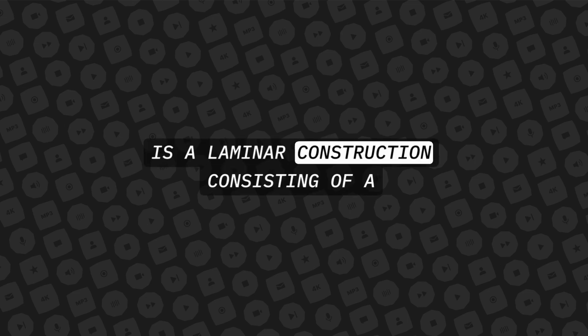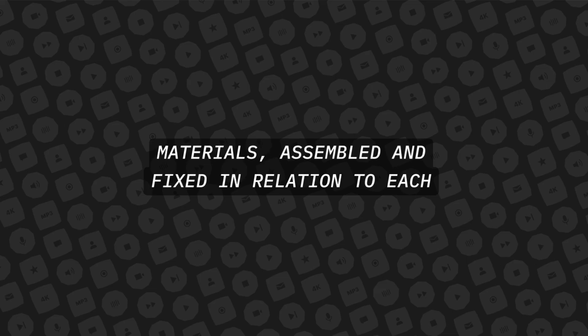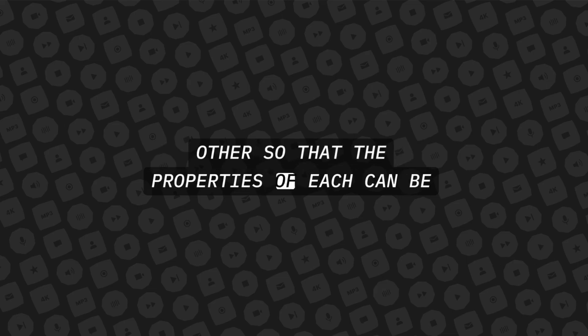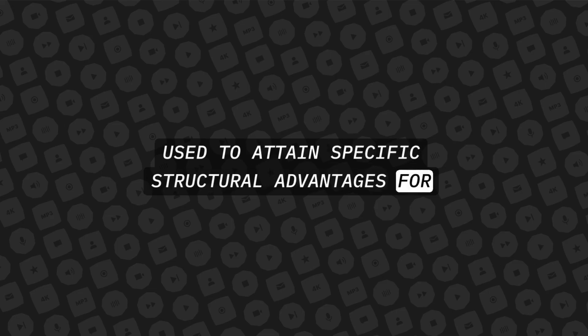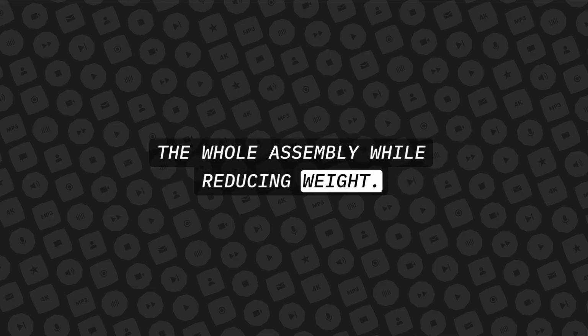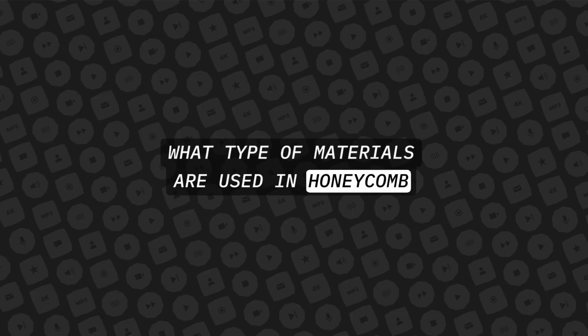It is a laminar construction consisting of a combination of alternating dissimilar materials, assembled and fixed in relation to each other, so that the properties of each can be used to attain specific structural advantages for the whole assembly while reducing weight. What type of materials are used in honeycomb construction?